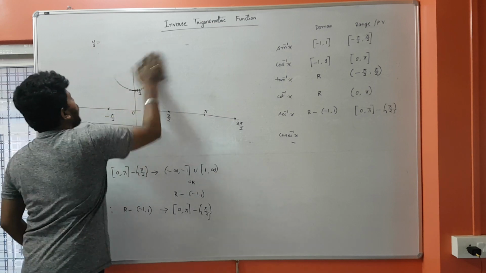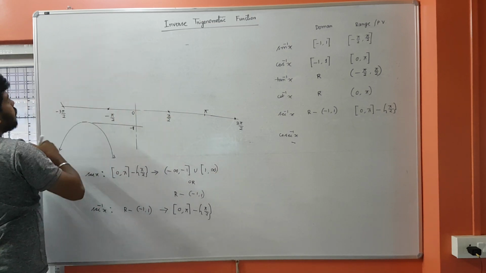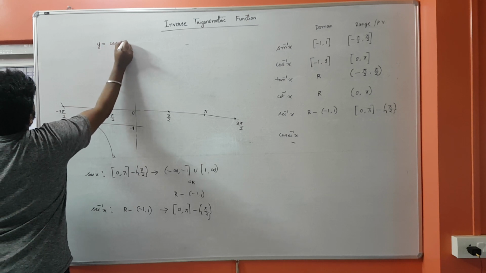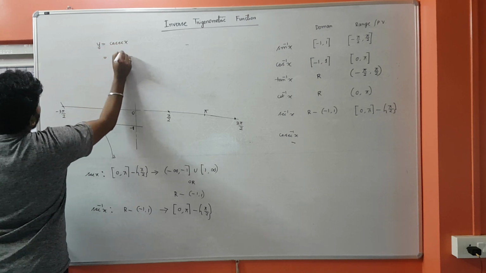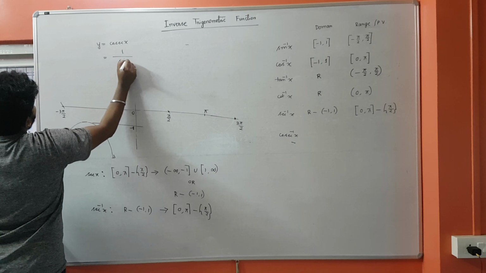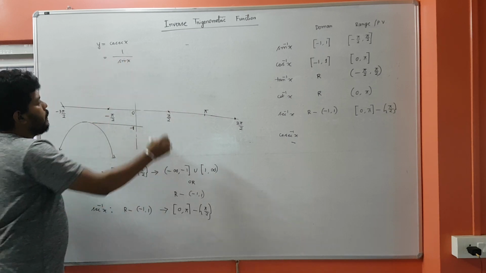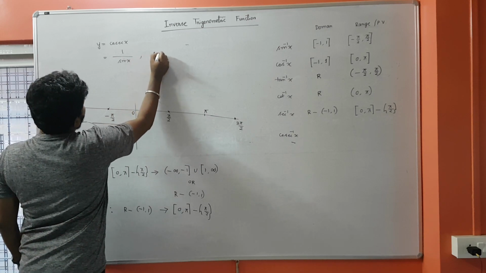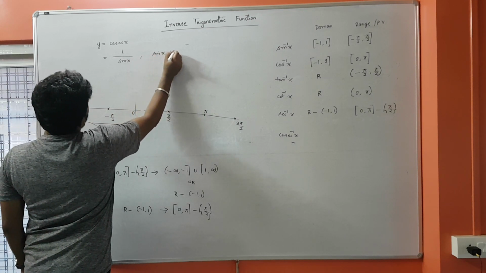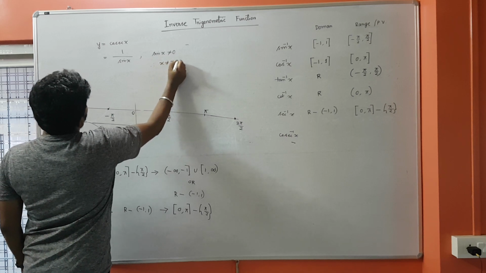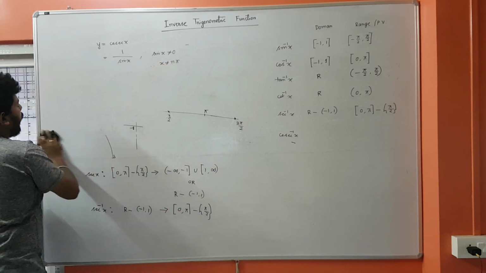Now, the last function is cosec x. Y is equal to cosec x. What is cosec x? 1 by sin x. So, cosec x is undefined when sin x is equal to 0. Therefore, sin x is not equal to 0, that is, x is not equal to nπ.